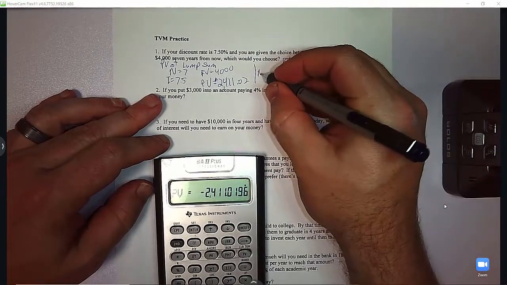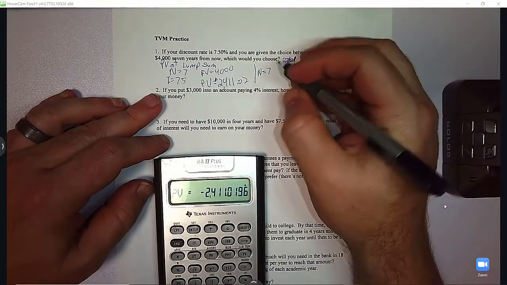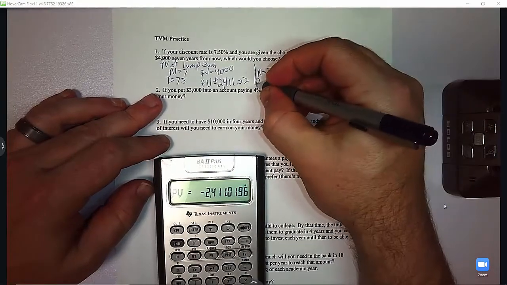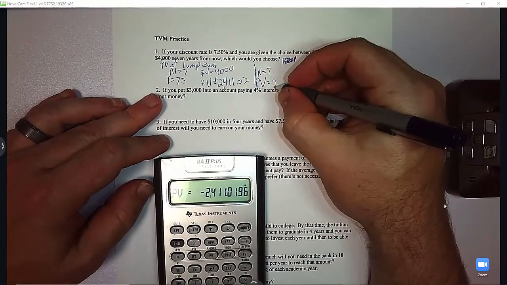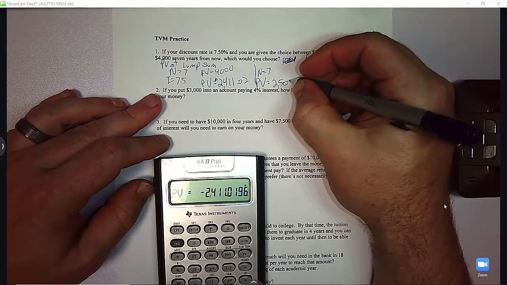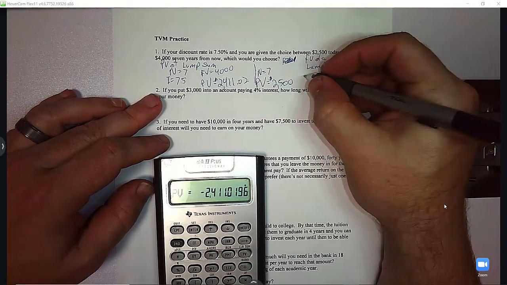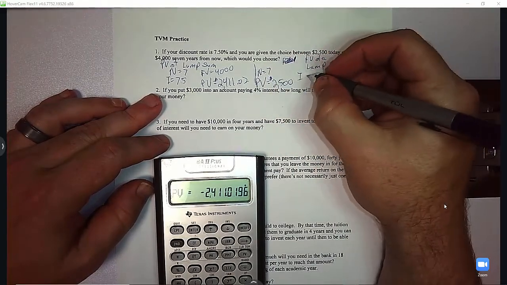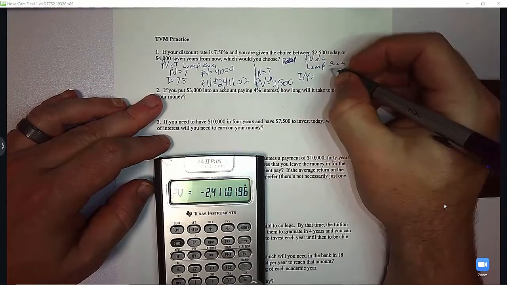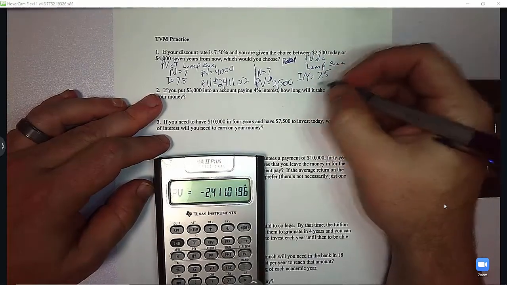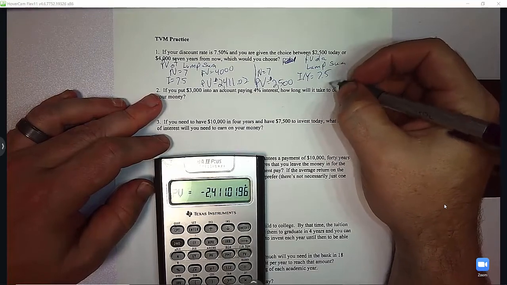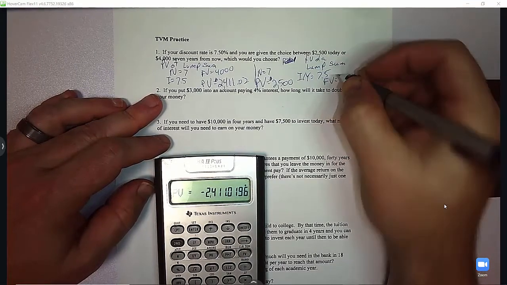So my N, again, is equal to 7. My present value is equal to 2,500, because that's what I could get today. My interest rate is equal to 7.5. And now I'm going to solve for my future value.